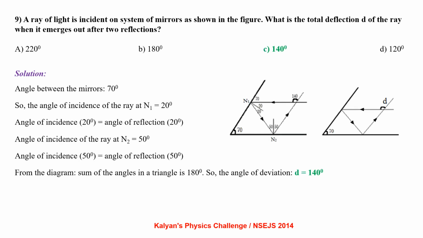A ray of light is incident on a system of mirrors as shown in the figure. What is the total deflection D of the ray when it emerges out after two reflections? The angle between the mirrors is 70 degrees.